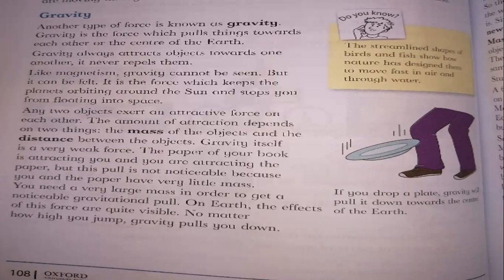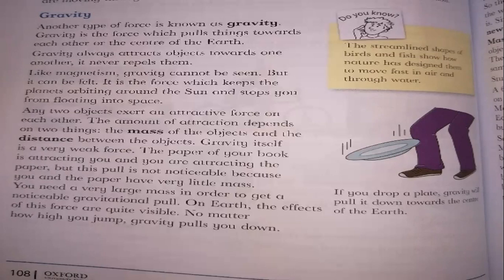The paper of your book is attracting you and you are attracting the paper, but this pull is not noticeable because you and the paper have very little mass. You need a very large mass in order to get a noticeable gravitational pull.